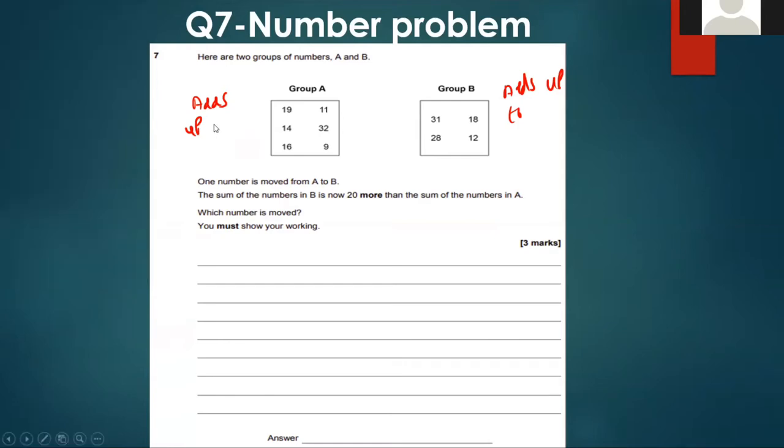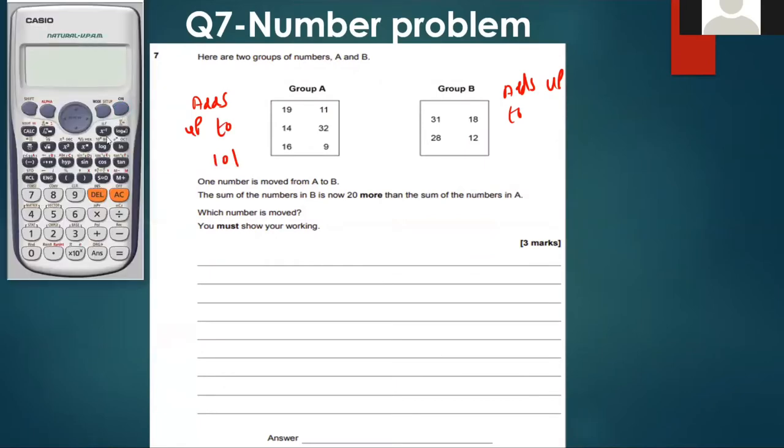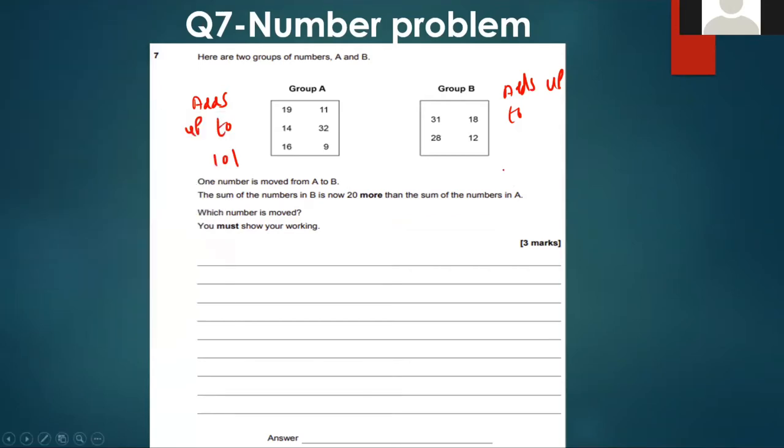So this adds up to 101. Okay. And the next one, if I do the same thing, 31 plus 18 plus 28 plus 12, that adds up to 89. So this adds up to 89. So what we've got to do is look at an overall total of the two, because remember, it is saying that the sum of the numbers in B is now 20 more than the sum of the numbers in A.